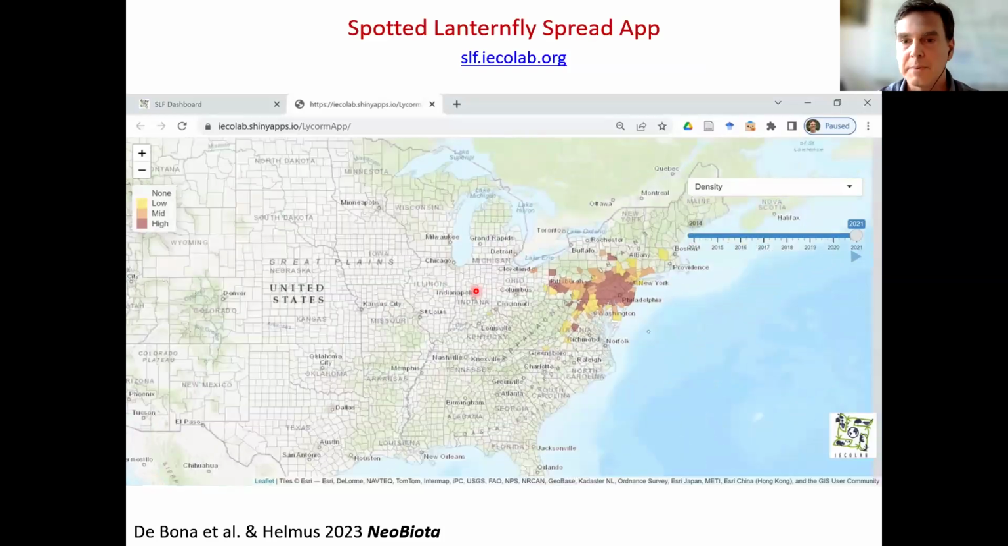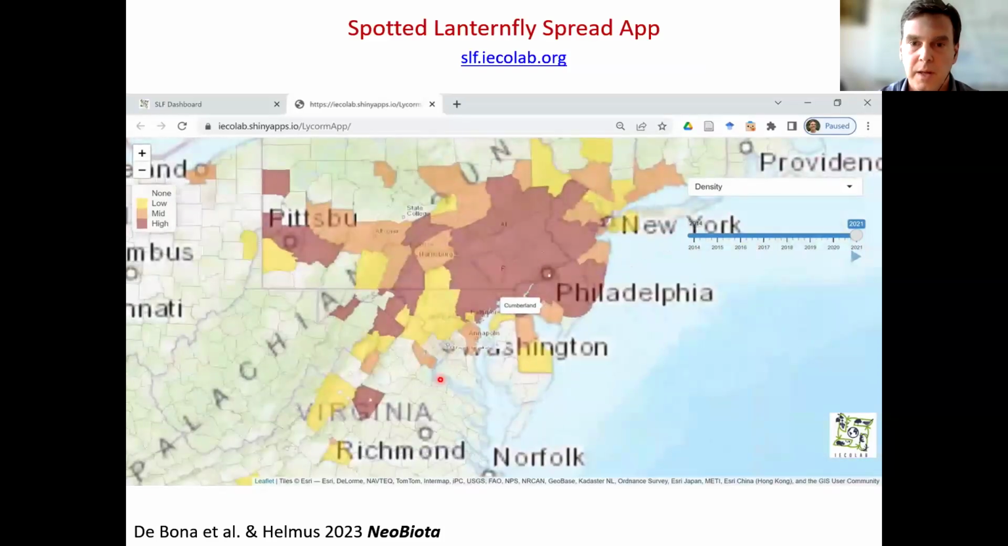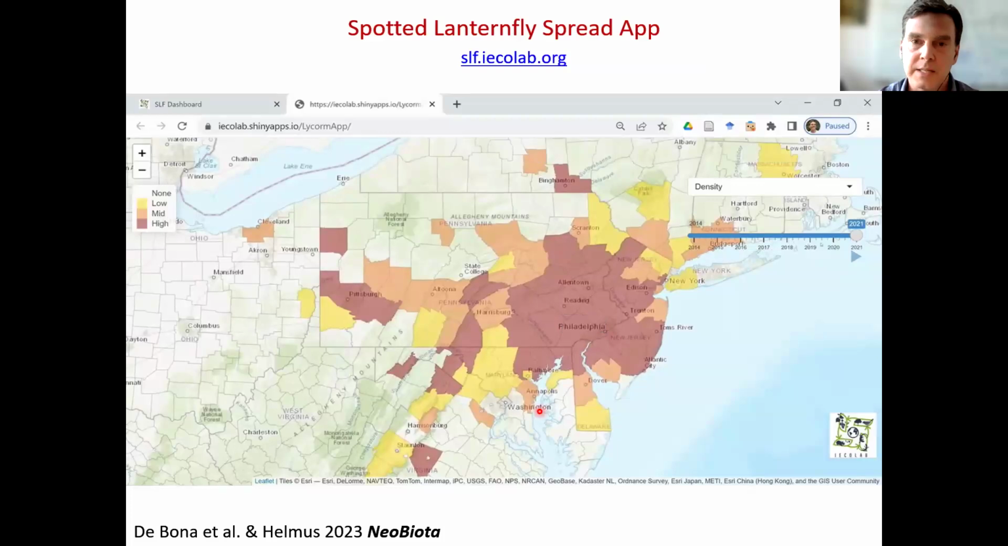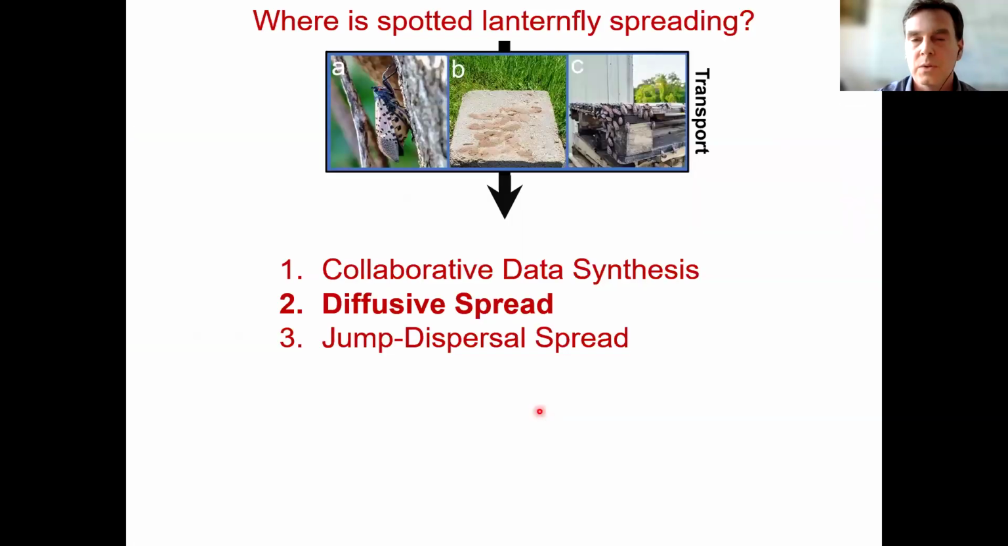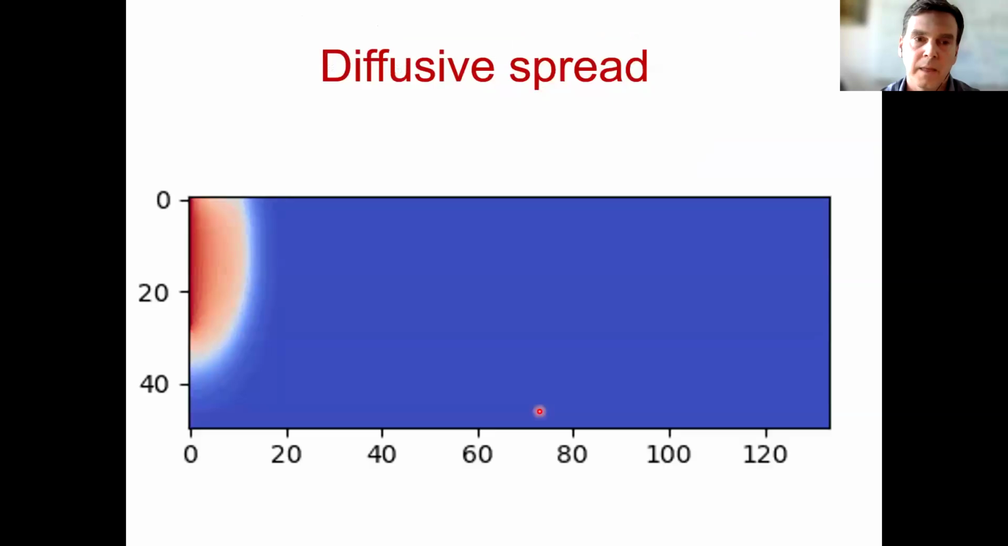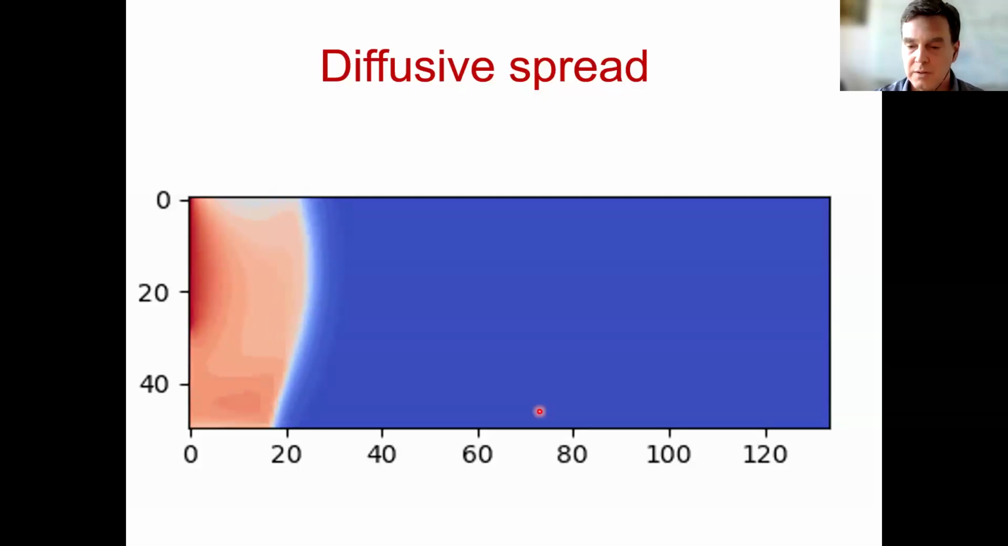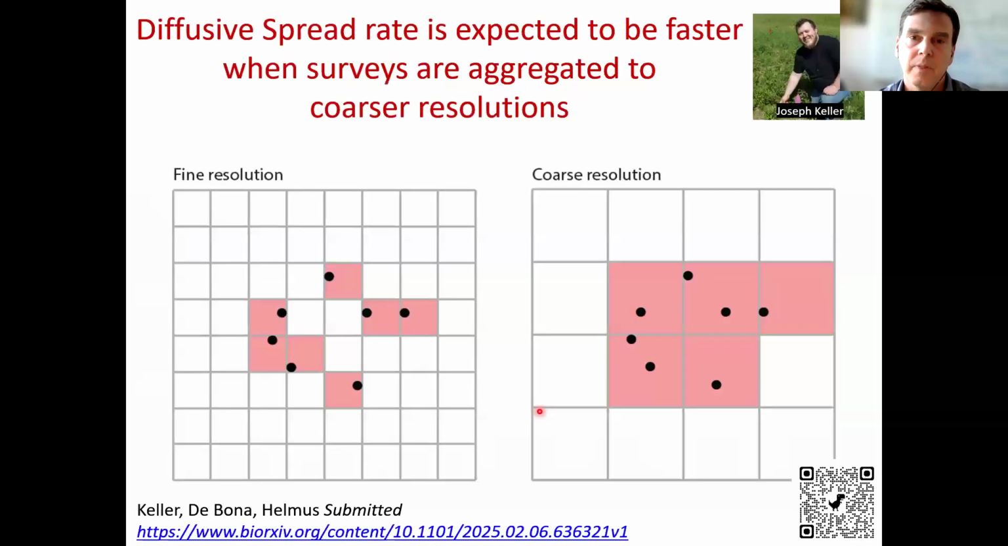And then we've built apps, such as this simple one that my team has built, visualizing these spread data so that stakeholders and also the public can see where lanternfly is spreading to next. There are two different components to spread: diffusive spread and jump dispersal spread. We'll go through both of those and how we're looking at them. Diffusive spread with invasive species is just diffusion. We're thinking about how it's spreading out, let's say naturally, through a landscape.